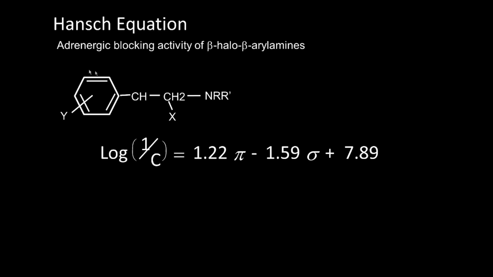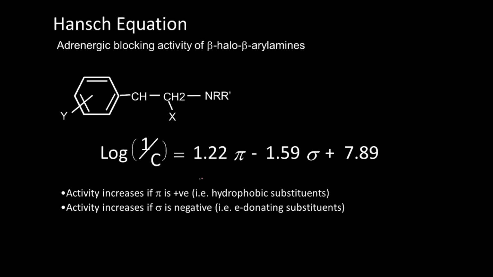So typically this is how the Hansch equation looks. Okay, 1.22 minus 1.522 pi minus 1.59 sigma. Pi represents the hydrophobicity, sigma represents the electronic. It is positive with respect to the hydrophobic substituents and negative with respect to the electronic factor, that is electron donating substituents. This is called a Hansch equation.